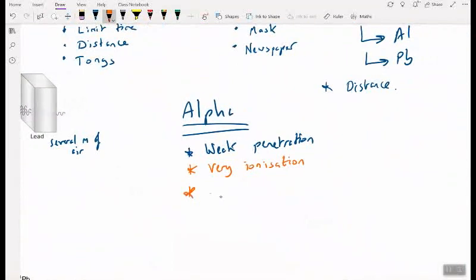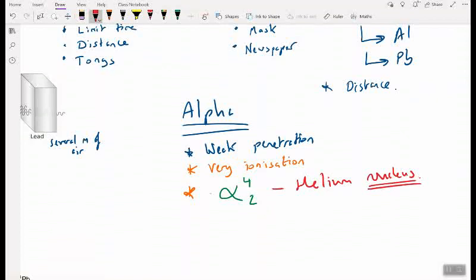So we use this symbol for alpha. We use an A like that, and we use a 4 and a 2. So now you guys should be able to know what that 4 and that 2 meant. From what we said earlier, this means it's got 2 protons and 2 neutrons, because that's our atomic number and mass number. So what actually is an alpha particle? It is a helium nucleus. Just the nucleus.